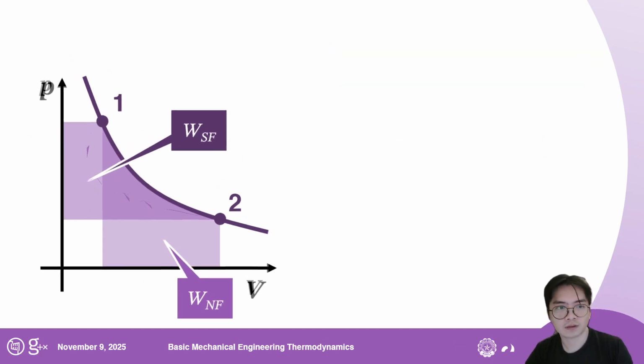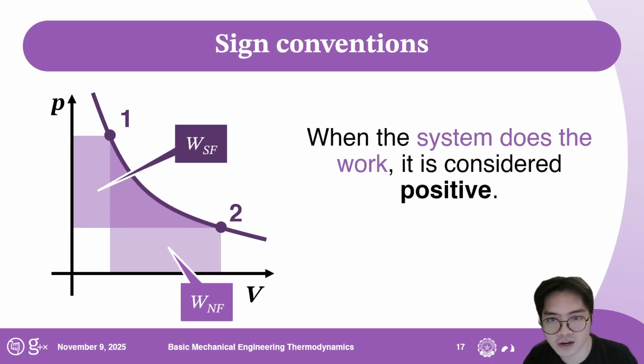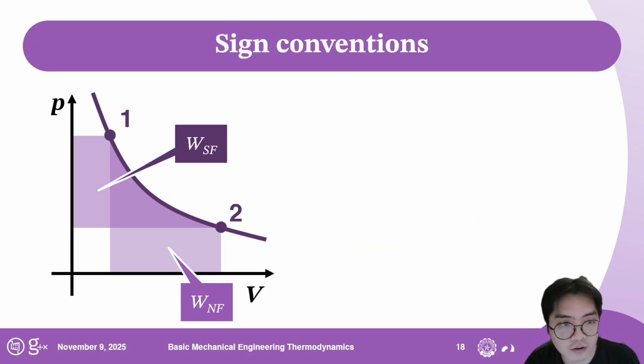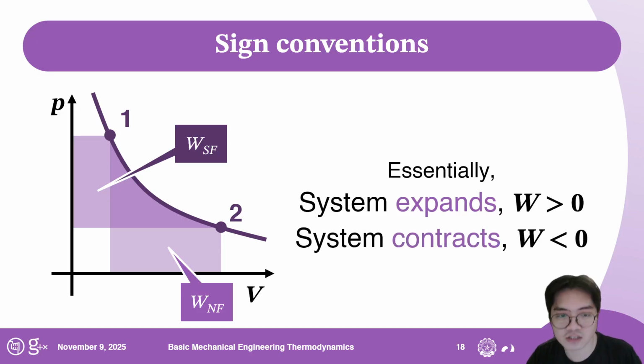Okay. Now, we will have here the sign convention. So just as I was saying earlier, when the system does the work, positive. When the work is done on the system, it is negative. Or in other words, when the system expands, your work is positive. When the system contracts, your work is negative. The thing is, this is always true for non-flow work. In this case, it needs a little bit of an edit when it comes to steady flow work.